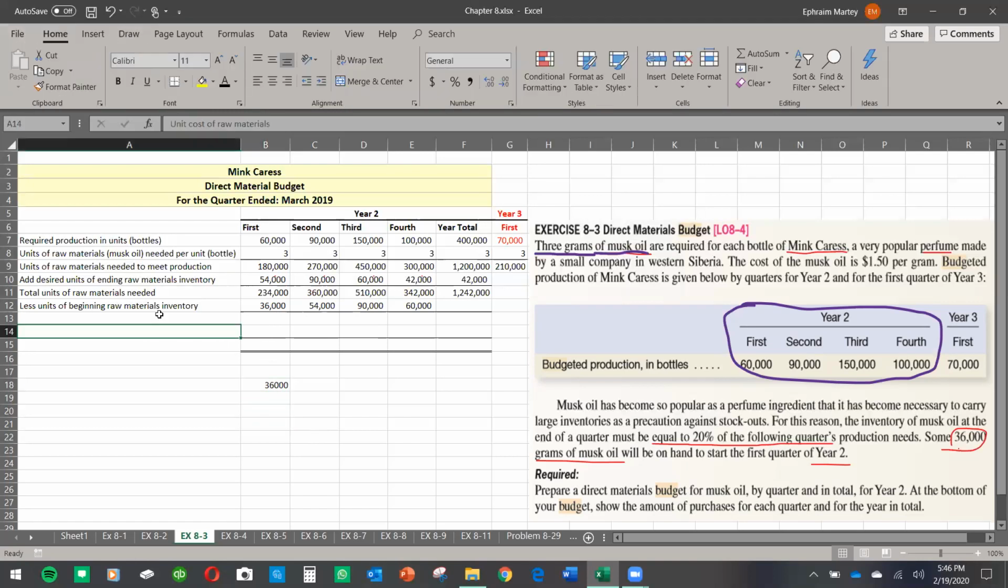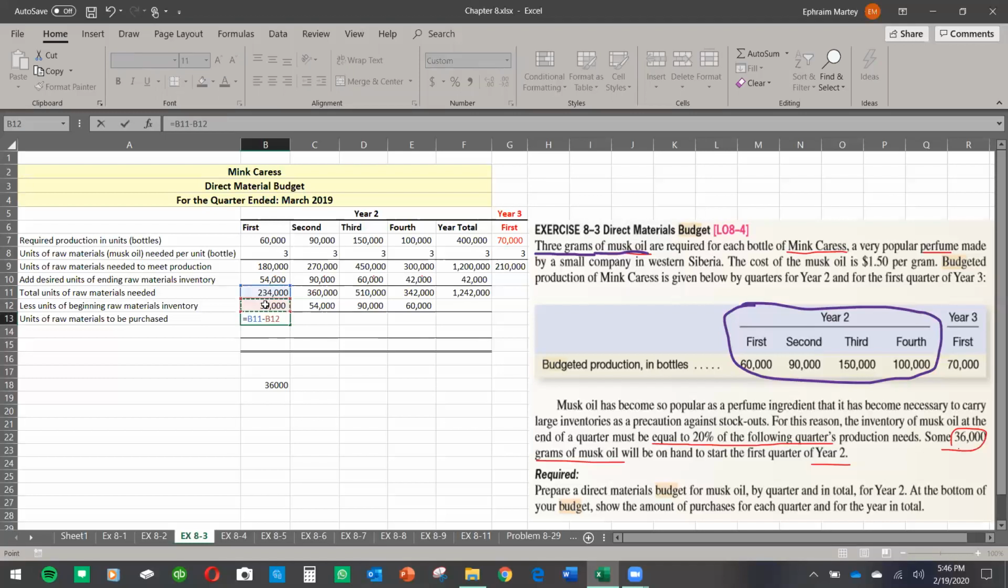So moving on with this problem, now we need to subtract the beginning raw materials from the total raw materials needed. So we'll take this minus the total raw materials needed, and we just drag it all the way. But here we notice we didn't do this, so let's go back and do this. The beginning raw materials is what you started with. So in the first quarter of the year, you started with 36,000. So you need to put the 36,000 there.